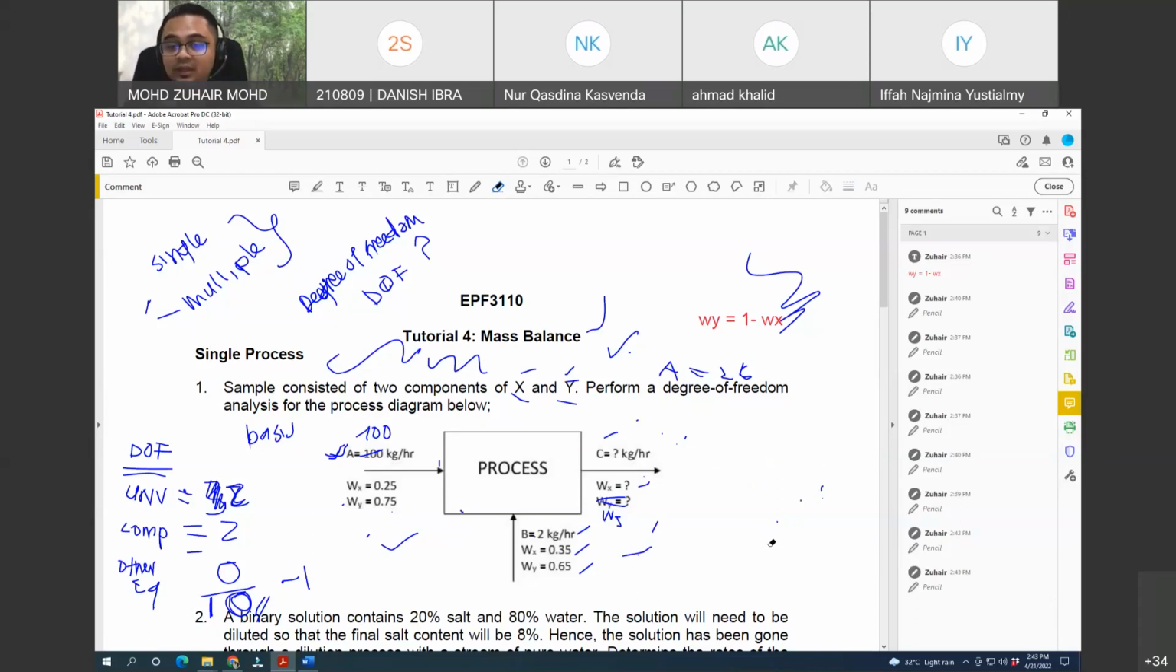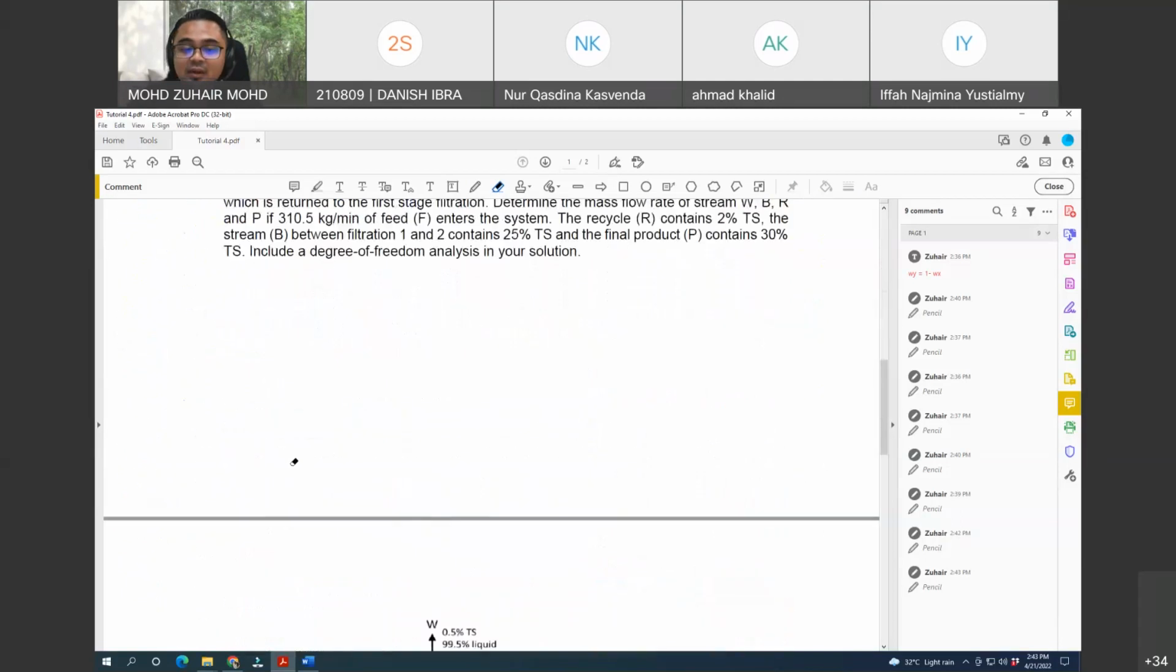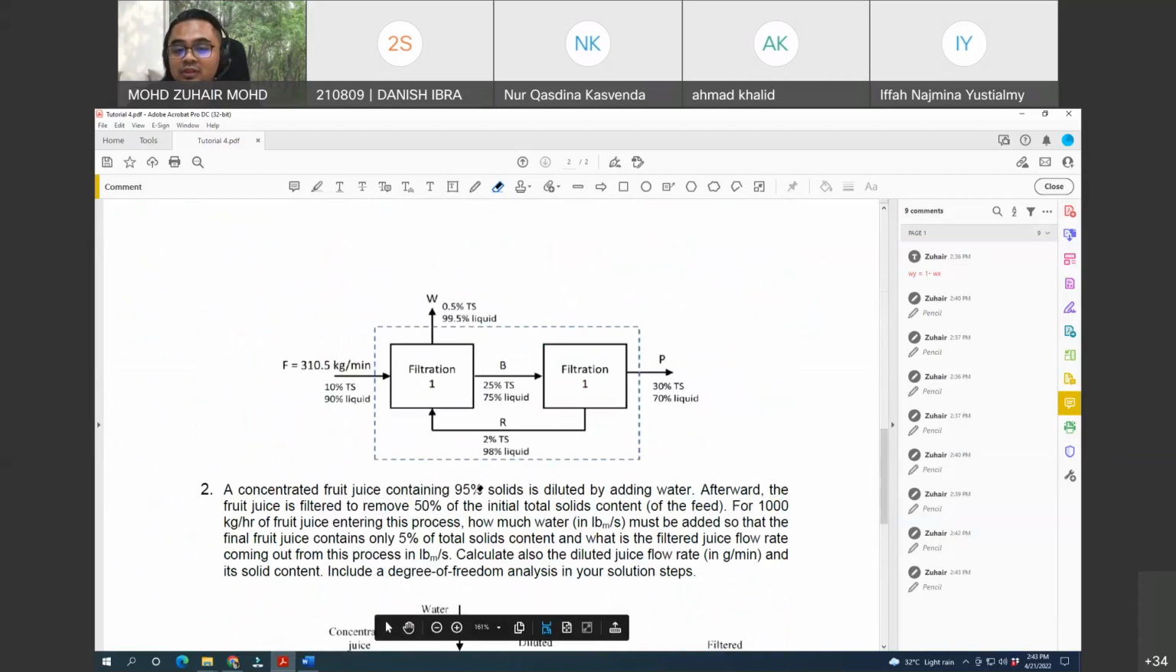This basis is meant normally for a single process only. But for multiple processes like this one, where we have 2 or 3 processes, we have to perform the degree of freedom analysis for filtration 1, filtration 2, and also for the overall. So we have to perform 3 sets of degree of freedom analysis. There will definitely be one of these 3 where the degree of freedom analysis is 0, so we start with that.